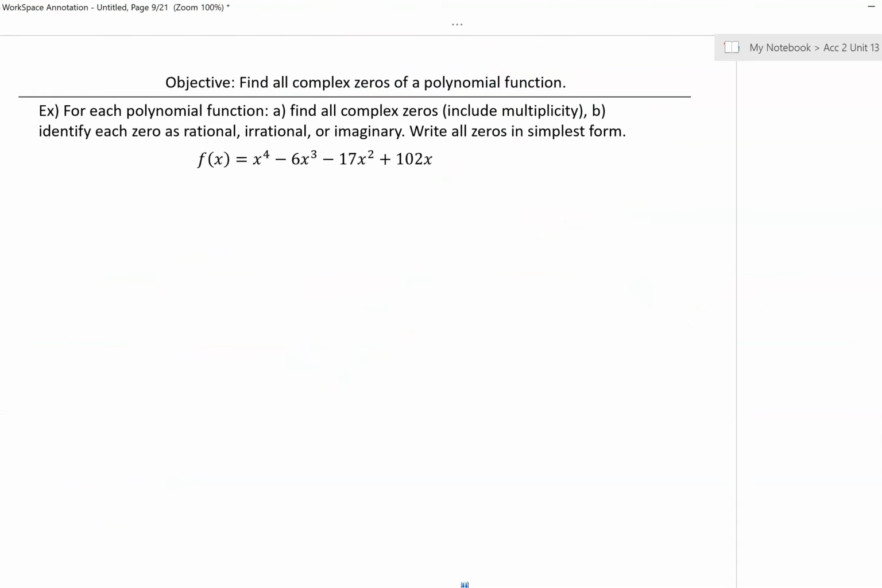All right, this is going to be our final example here. So here we're looking at a 4-term polynomial. So when we go to find our zeros, we have 0 equals x to the 4th minus 6x cubed minus 17x squared plus 102x. So you might think we're going to jump into grouping, but we're not quite going to jump into grouping because this time we actually have a GCF of all 4 terms of x. So what I'm going to do first is factor out x.